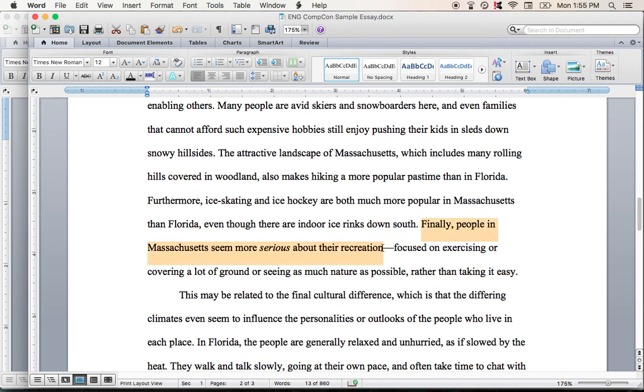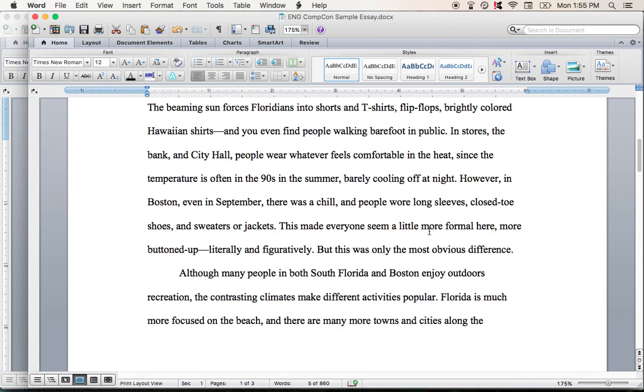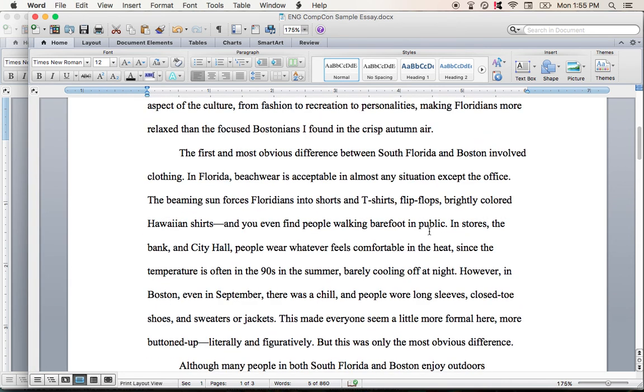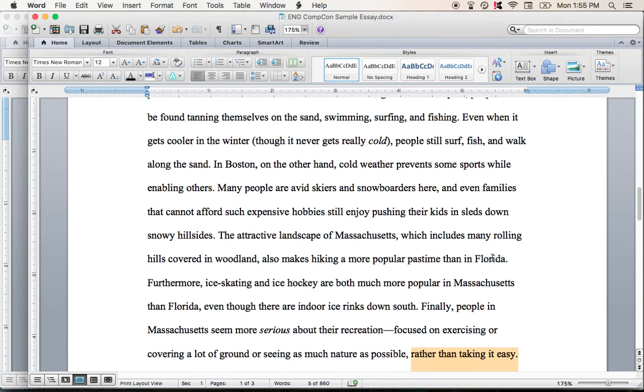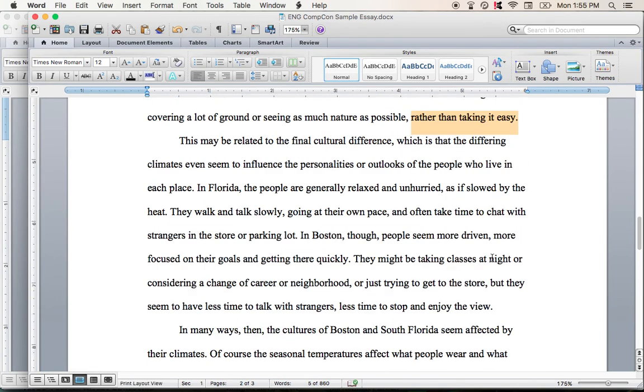People in Massachusetts seem more serious about their recreation. They're more trying to get something done, check something off the list, achieve something, rather than just kind of taking it easy, being casual, being relaxed, having fun. So here you have two examples of two body paragraphs in a compare and contrast essay. And the third one is really the same kind of thing. It's just focusing on a different aspect.